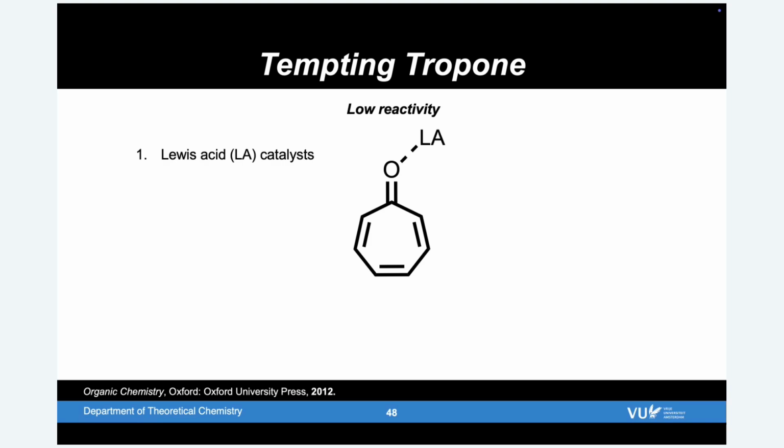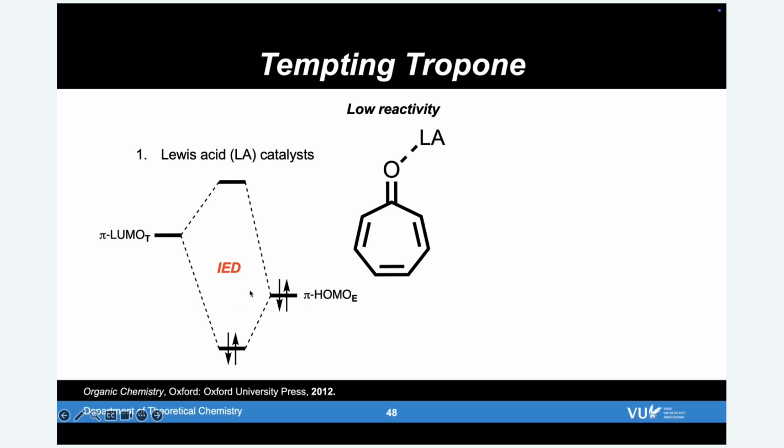So there are 2 ways that one can tempt tropone to react, and one is by Lewis acid catalysis, and this has a really stable highest occupied molecular orbital. It has a very stabilized LUMO. So these reactions are really driven by inverse electron-demand interactions, IED, where the electron flow is going to start at the ethylene or at the dienophile, and it's going to go into the LUMO of your tropone.